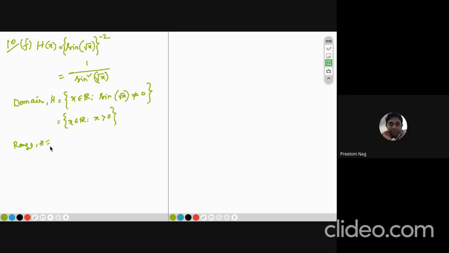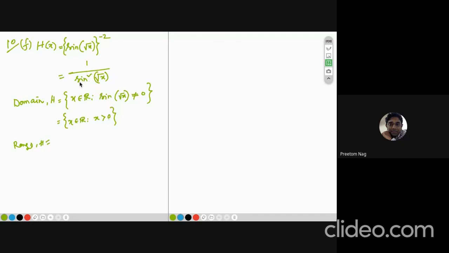Now coming to the range. For writing the range, the sine of square root of x should always be between 0 and 1, right? If we draw the graph of sine square root of x, it should always be 0 to 1. The sine graph, whatever the argument, has maximum 1 and minimum -1. But since there is a square root, all negative values become positive, so the minimum value will be 0 only. So what will be the range?